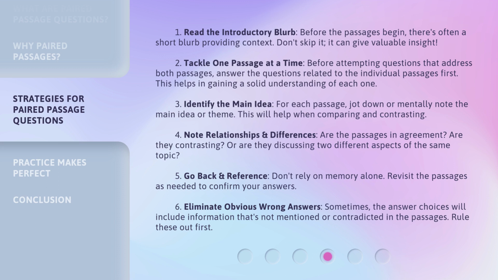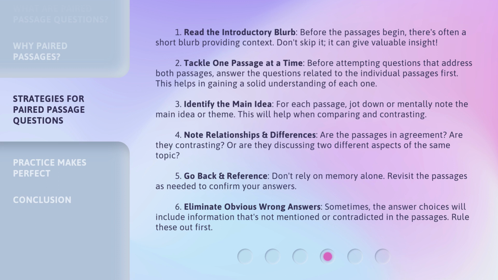3. Identify the main idea. For each passage, jot down or mentally note the main idea or theme. This will help when comparing and contrasting. 4. Note relationships and differences. Are the passages in agreement? Are they contrasting? Or are they discussing two different aspects of the same topic?